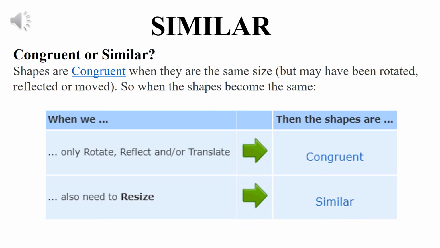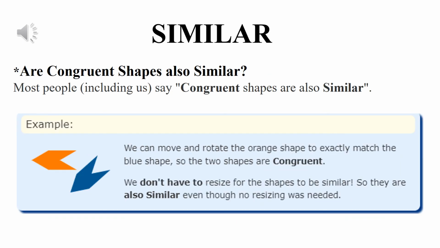Congruent or similar. Shapes are congruent when they are the same size but may have been rotated, reflected, or moved. So when the shapes become the same, when we only rotate, reflect, and/or translate, then the shapes are congruent. Also need to resize? Similar. Are congruent shapes also similar? Most people, including us, say congruent shapes are also similar.